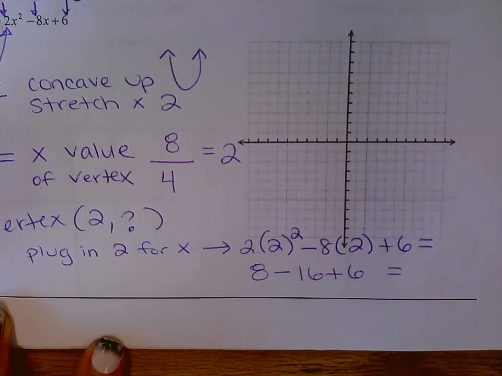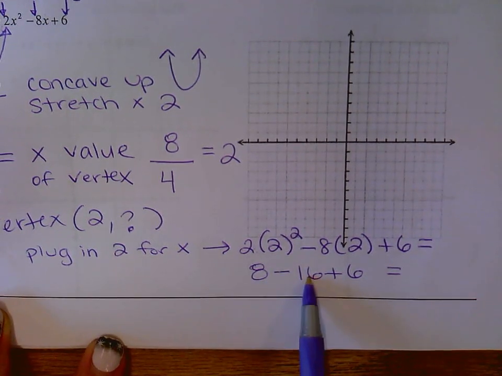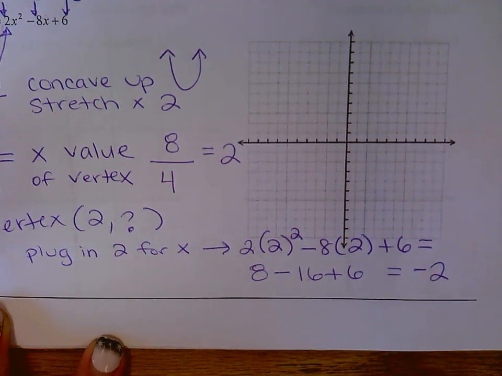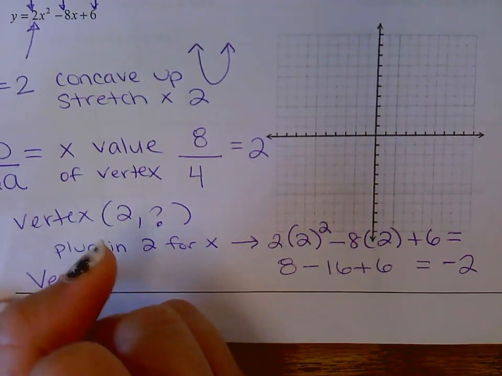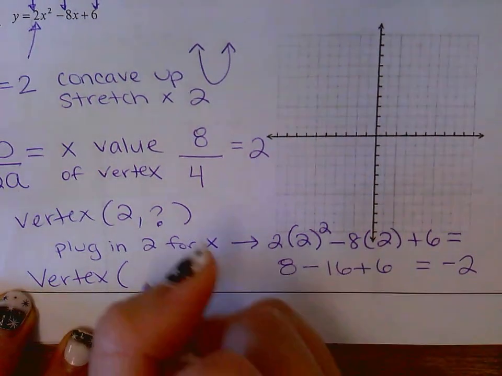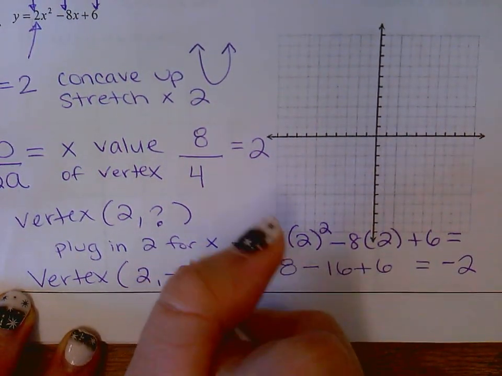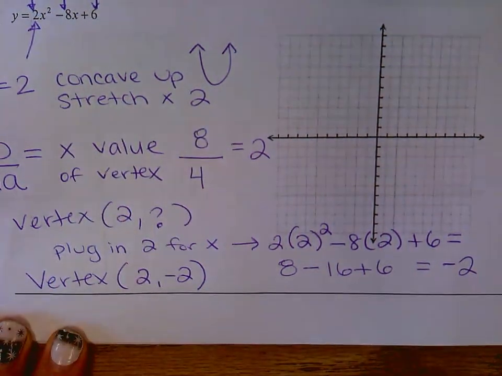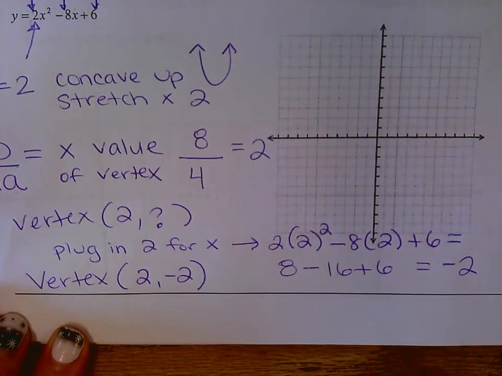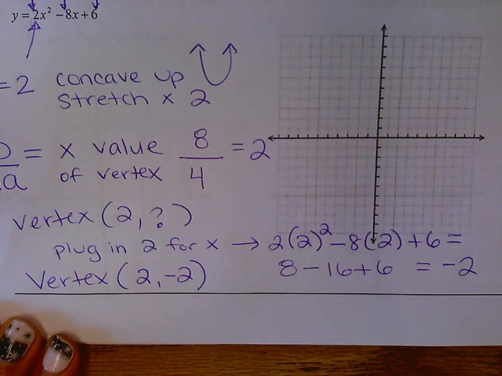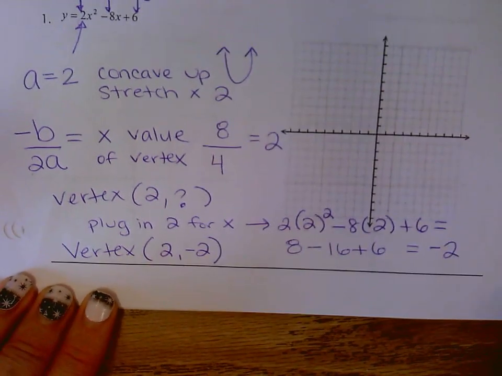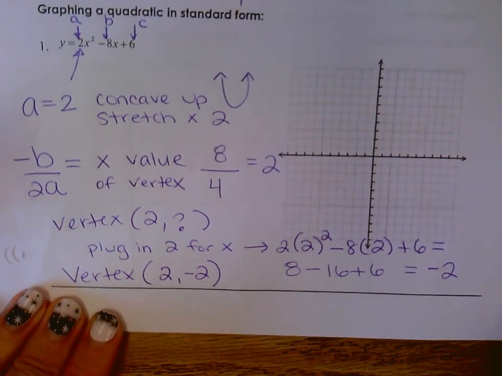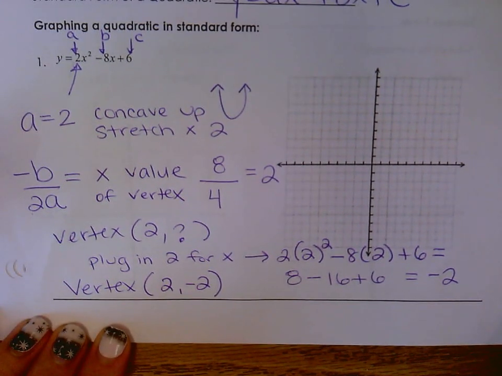So what do I get? This is negative 8 plus 6. Negative 2? Yeah. So, ta-da, my vertex is at 2 comma negative 2, and I know that I'm concave up and I'm stretched by a factor of 2. So there's a lot of math in figuring out standard form. So that's going to test some of your, I think, putting something into a function and multiplying.